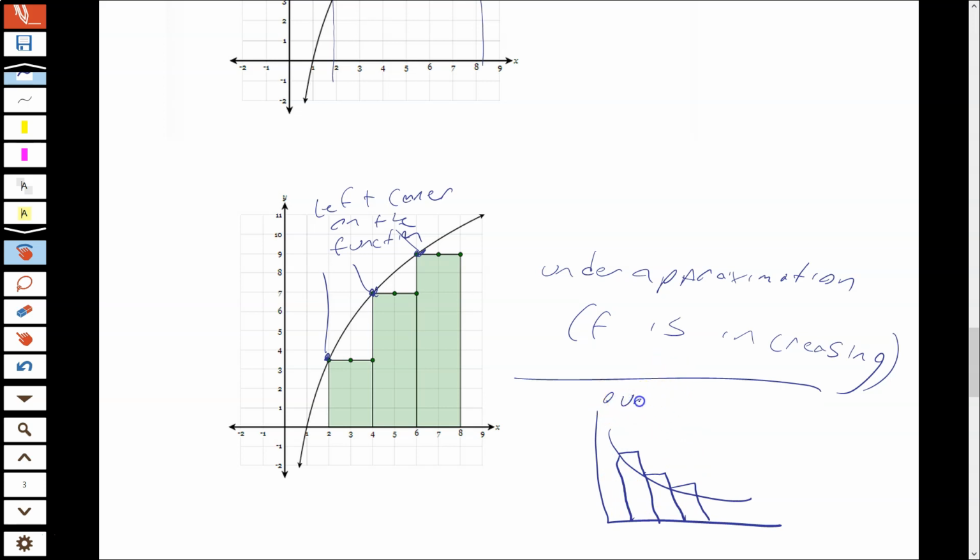So whether these estimates are over or under approximations depends on whether the function is increasing or decreasing. That is the true takeaway from this lesson. So the point of this lesson is to investigate and internalize that relationship.